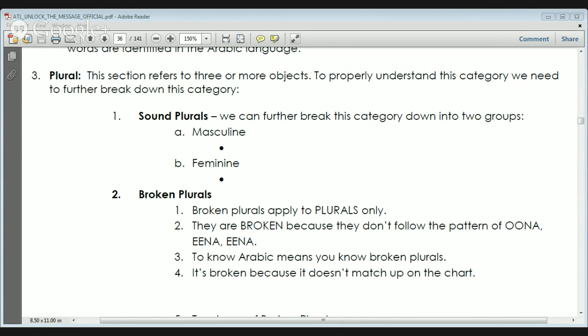Second category. Muslimani, Muslimaini. Not Musulmani, Muslimani. Muslimani, Muslimaini.